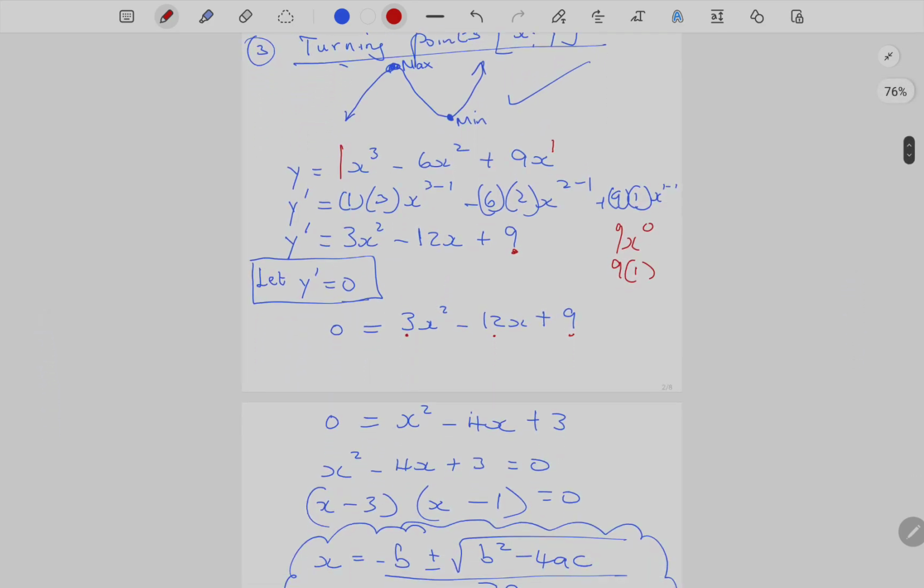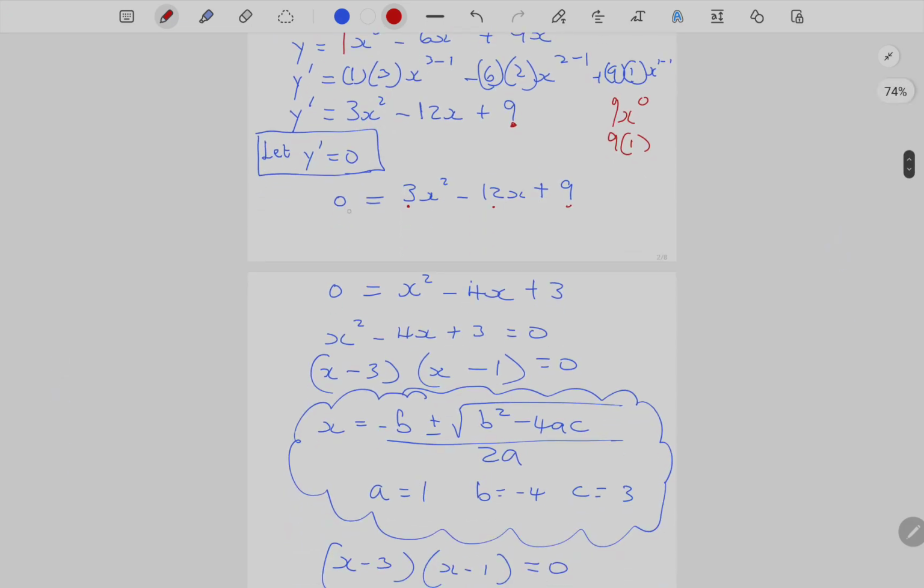Then the second thing that we need to do after we have derived, for us to get the x coordinate of the turning point, we must let the derivative be equal to 0. That means y prime is equal to 0, and then we're going to solve for x. Then 0 is equal to 3x squared minus 12x plus 9. This is what we have.